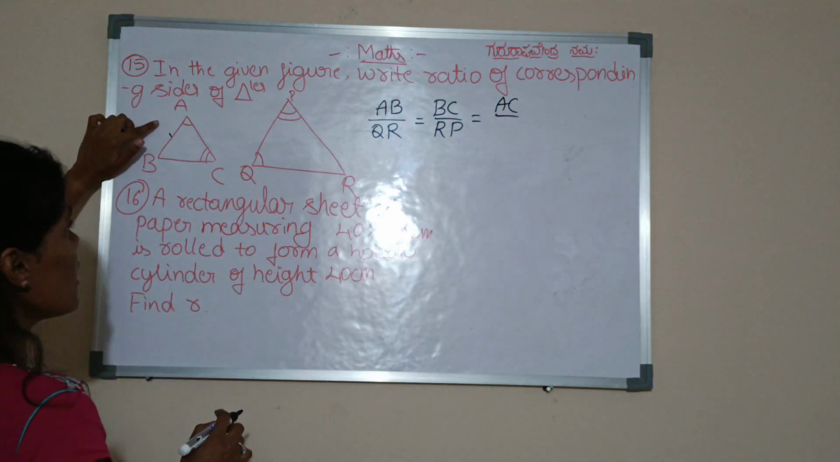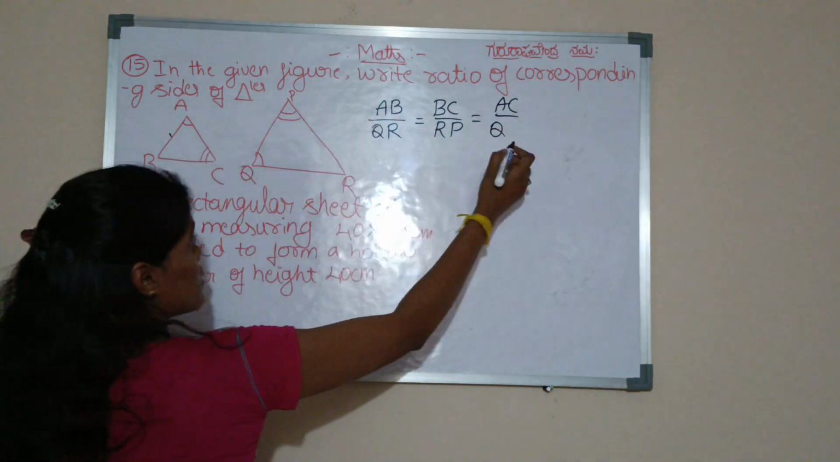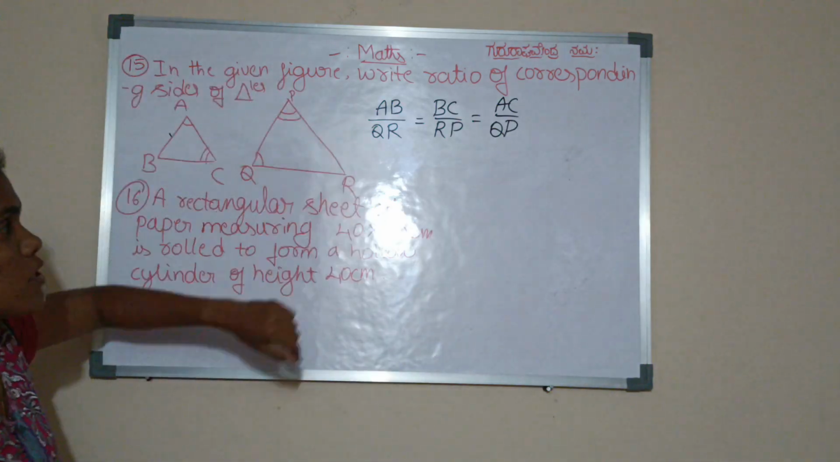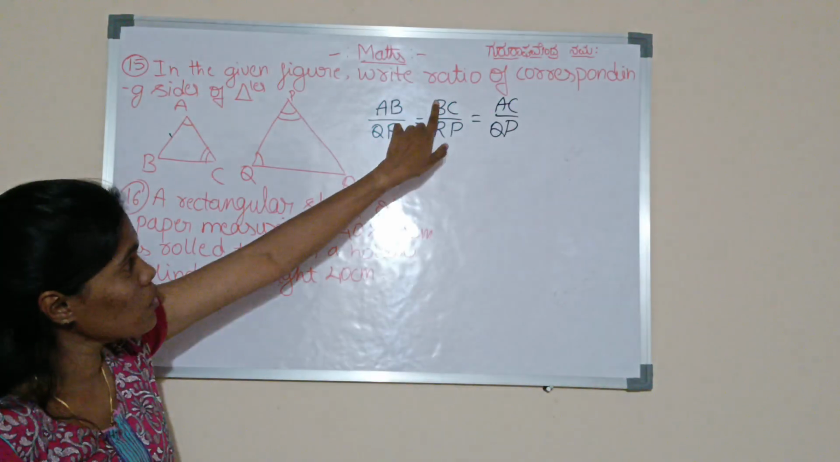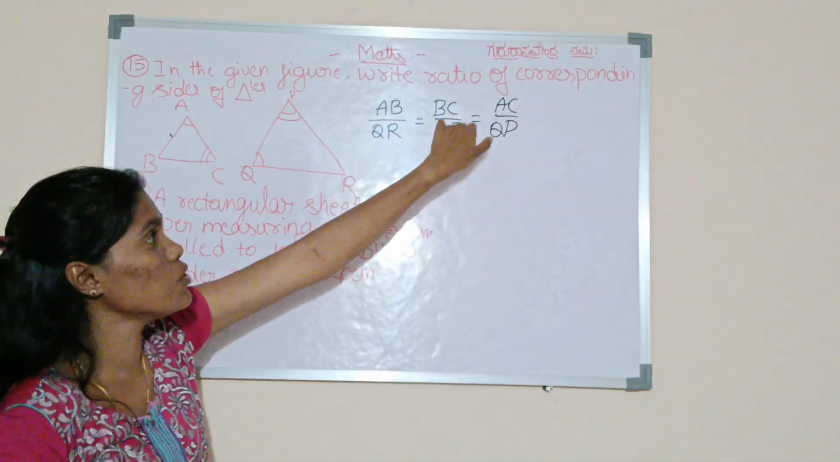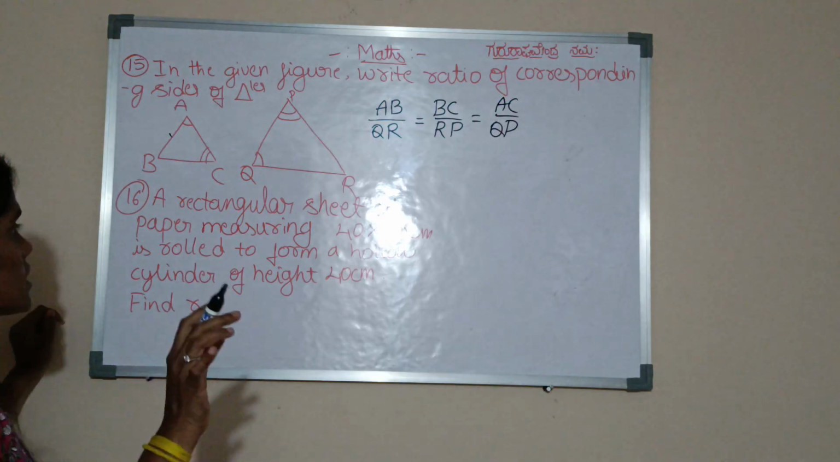AC. A means single angle, that is Q. C is double angle, that is P. The ratio of the respective triangles' sides: AB by QR is equal to BC by RP is equal to AC by QP, the corresponding ratio of the sides.